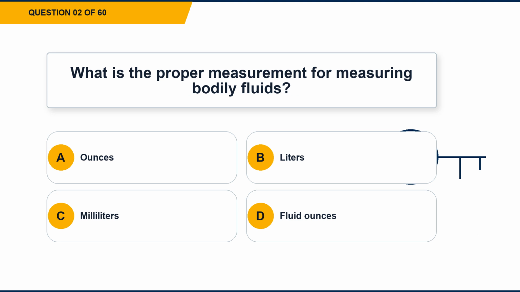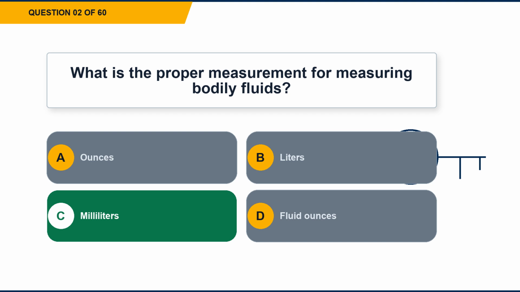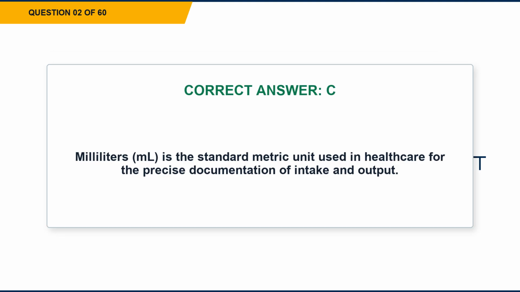Question 2. What is the proper measurement for measuring bodily fluids? Option A. Ounces. Option B. Liters. Option C. Milliliters. Option D. Fluid ounces. The correct answer is option C. Milliliters. Explanation. Milliliters, mL, is the standard metric unit used in healthcare for the precise documentation of intake and output.